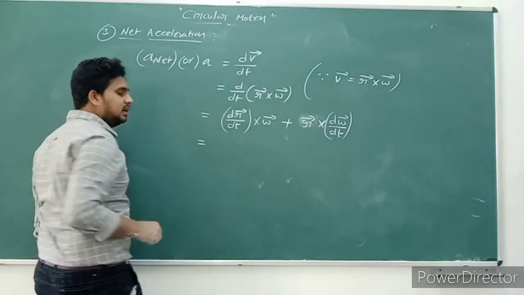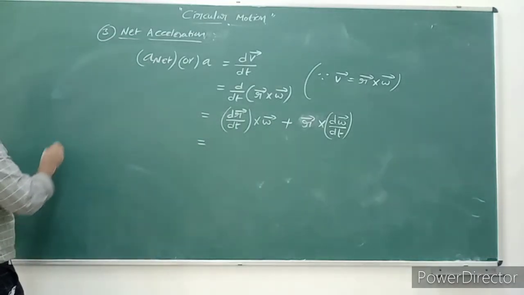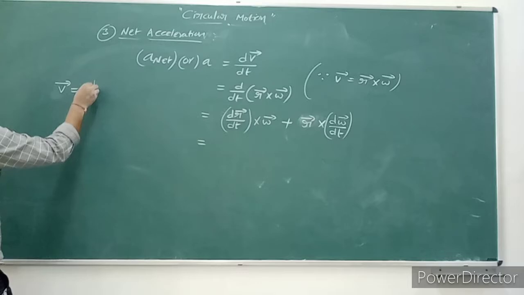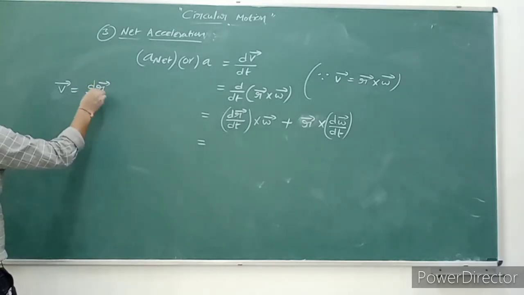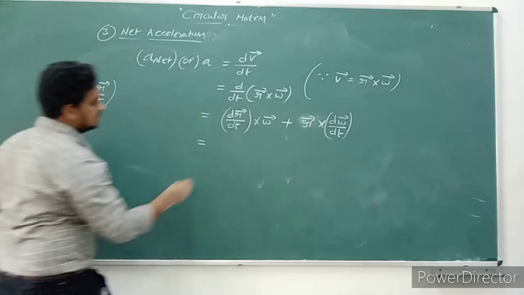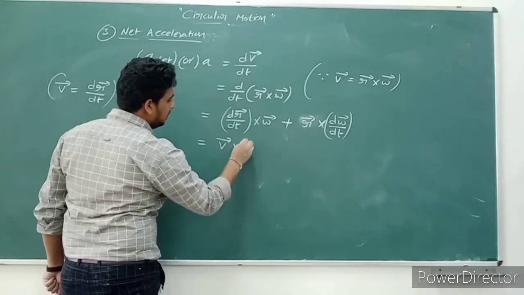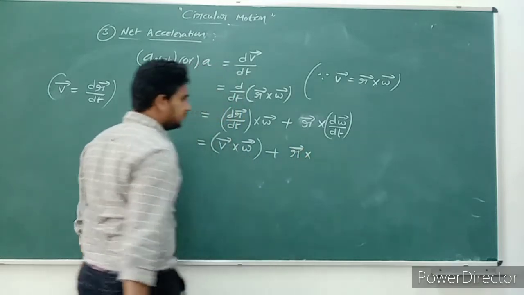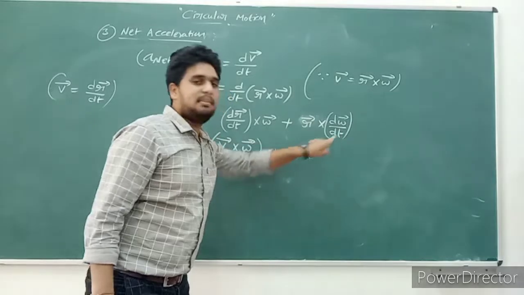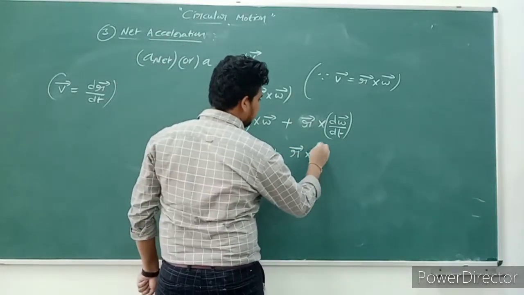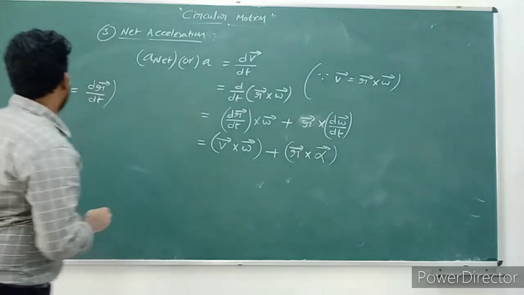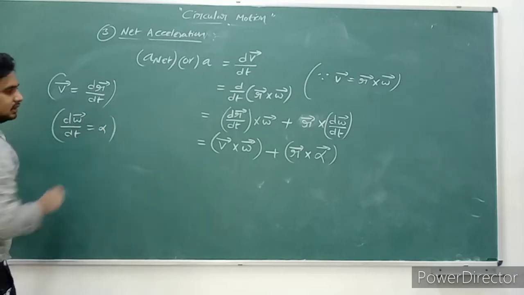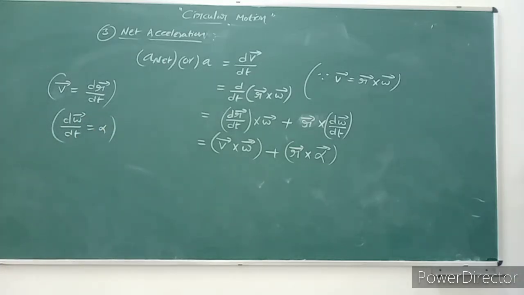From this dR bar by dt, we know that velocity vector v bar is equal to dR bar by dt. So from this, this is v bar cross omega bar plus R bar cross d omega bar by dt, which means alpha bar, because d omega bar by dt is nothing but alpha. So observe carefully what I discussed.